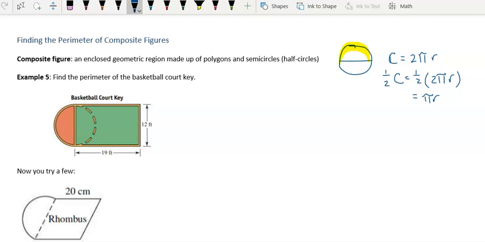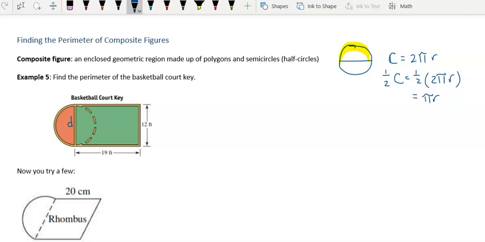It doesn't really matter. So let's look at the perimeter of a basketball court key. So I don't know anything about basketball, but this is a key for a basketball court. So let's look at first the rectangular area. So remember, we're not going to count this right here because that's not part of the perimeter, but we are going to use it to figure out what we're doing. So don't count it as the outer perimeter, but do use it. It's going to be D.